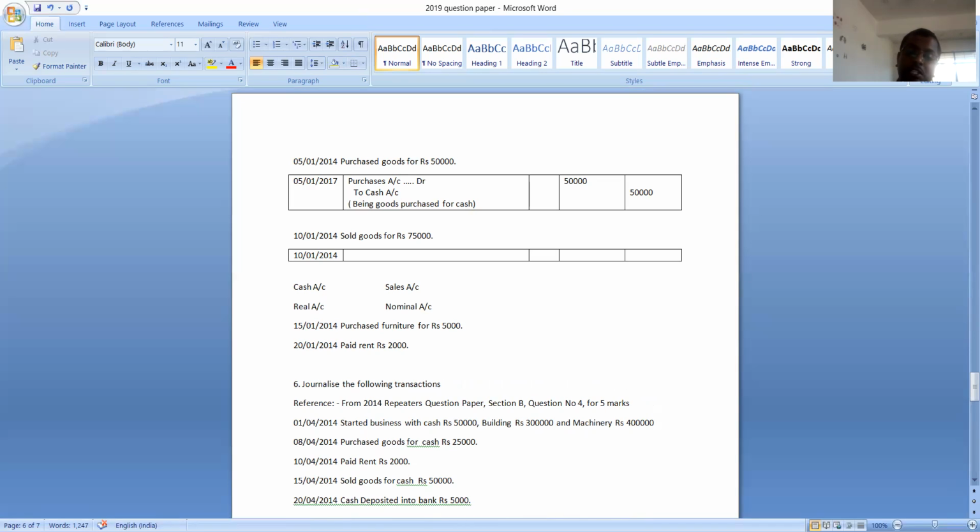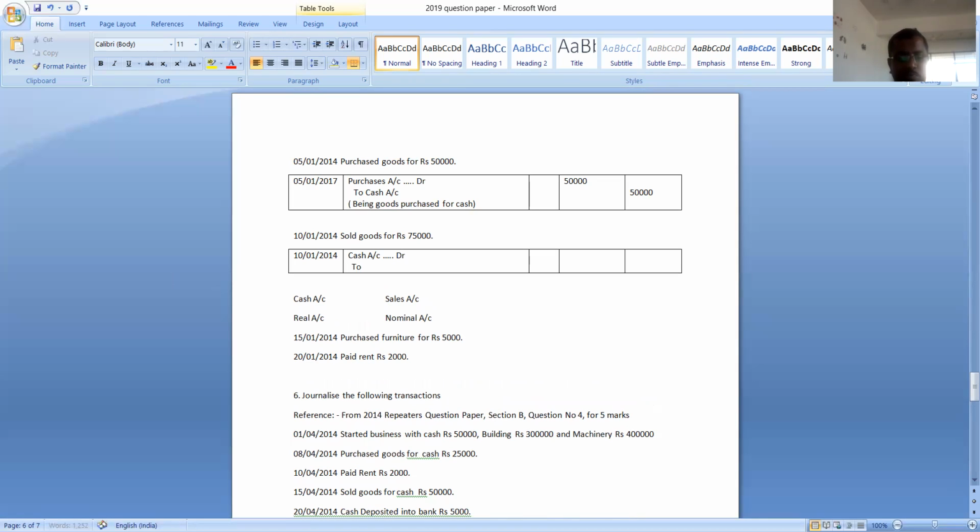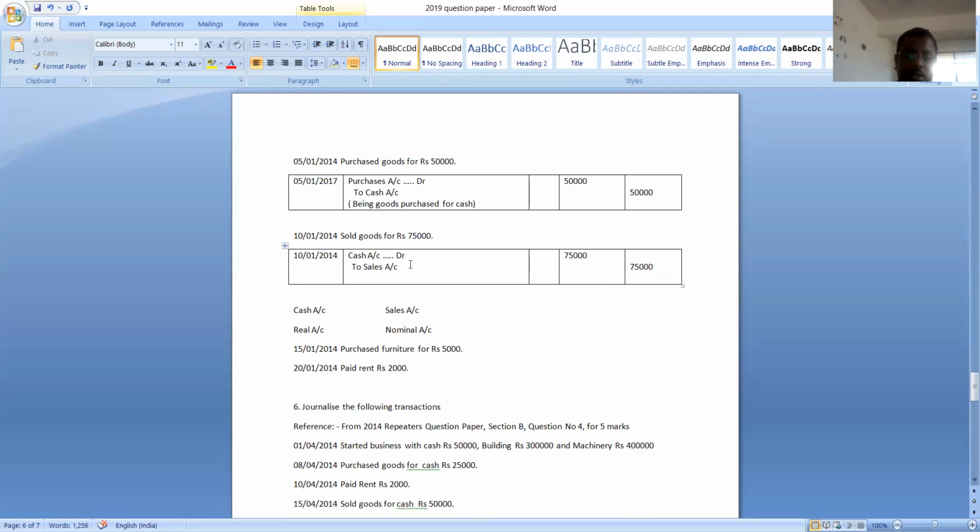Here goods are sold, which means cash comes in. Cash is a real account. What is the rule of real account? Debit what comes in. Cash comes in, so cash account should be debited. To which account? To sales account, because sales is a nominal account. The rule of nominal account is debit expenses and losses, credit all incomes and gains. Sales are income here, so we have to credit the sales account. Cash account debit 75,000, to sales account 75,000. Okay, fine. Now we should write the narration.